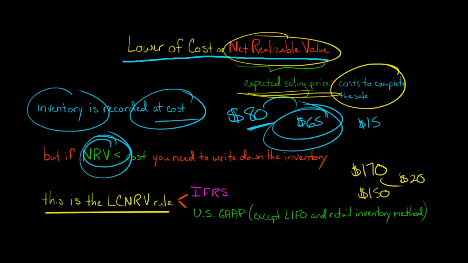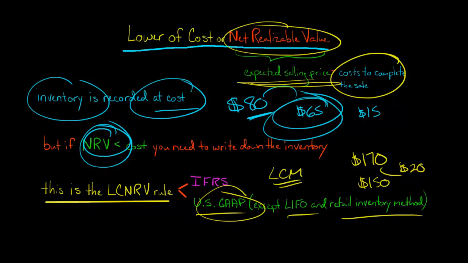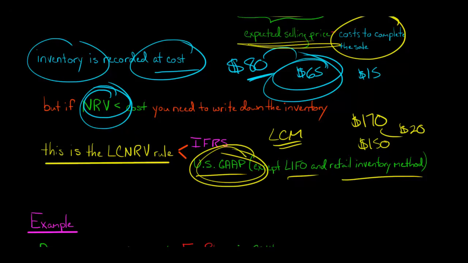Now, the lower of cost or net realizable value rule, which is sometimes abbreviated LCNRV, is according to International Financial Reporting Standards and also US GAAP. However, with US GAAP, companies that use LIFO or the retail inventory method are not going to use the lower of cost or net realizable value rule. They're going to use lower of cost or market, the old rule. So that's just a little distinction between IFRS and US GAAP. But if it's US GAAP and you use FIFO or average cost, then you're going to use the lower of cost or net realizable value rule, just like International Financial Reporting Standards.